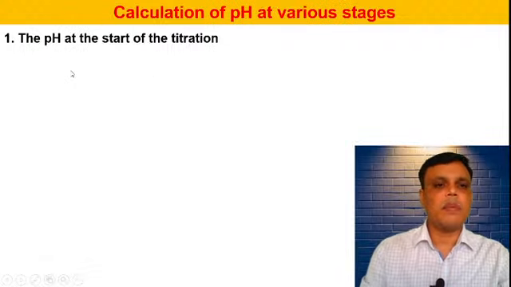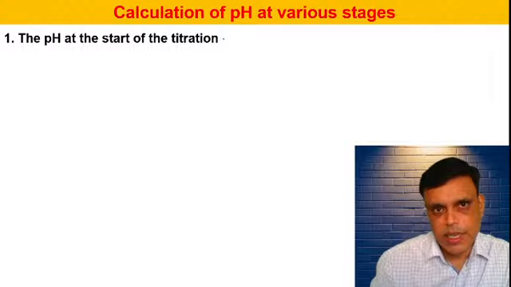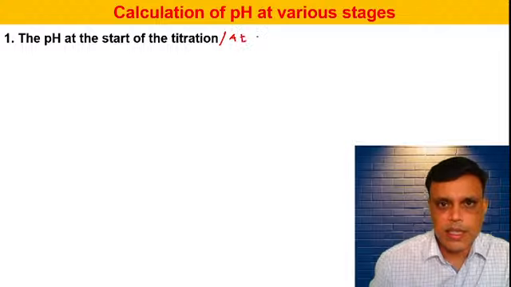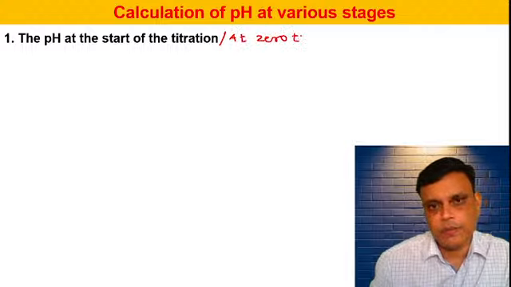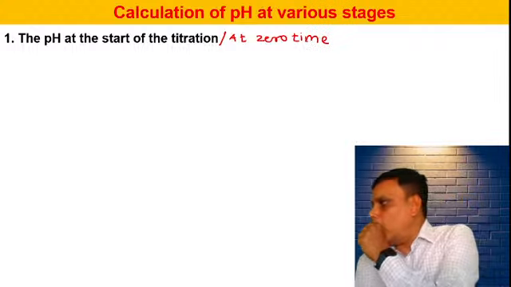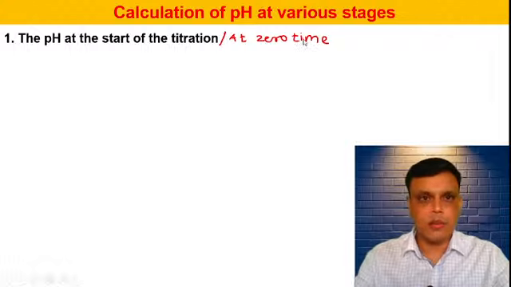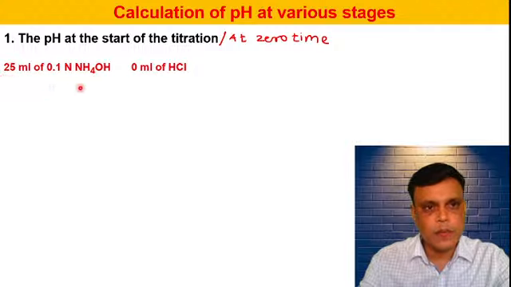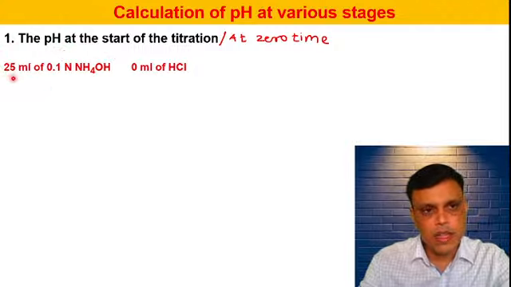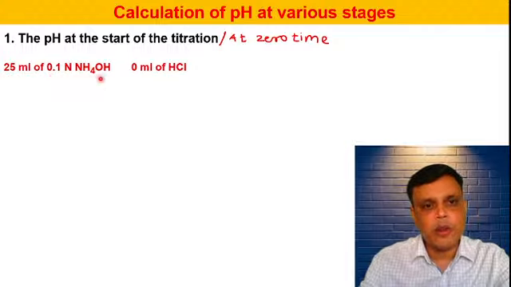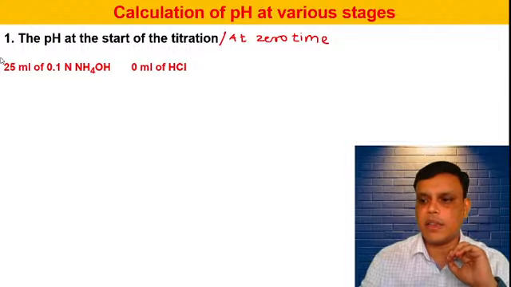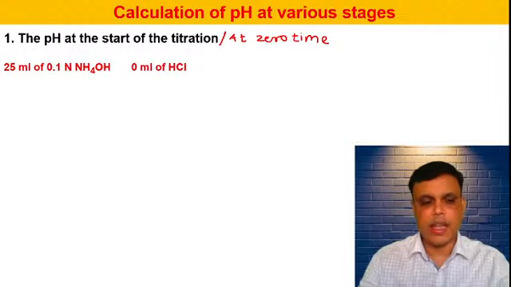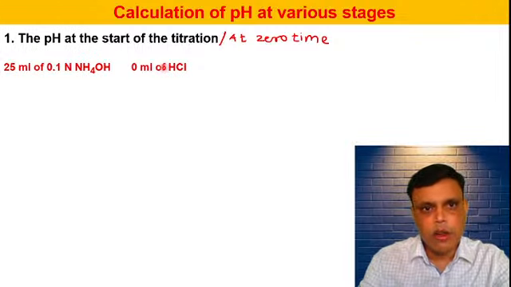Next point is calculation of pH at various stages. So first we will start with the pH at the start of the titration, which is also called at zero time. So at the start of the titration, this is your condition. Your conical flask will contain 25 ml of 0.1 normal ammonium hydroxide only, and at the starting point 0 ml of HCl is there.